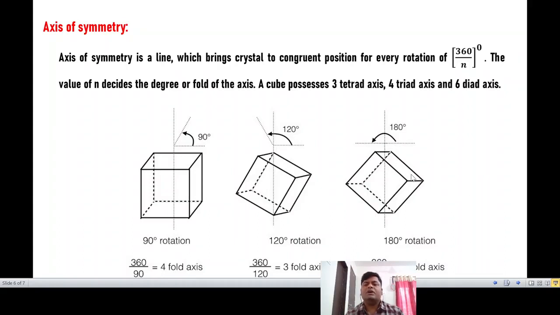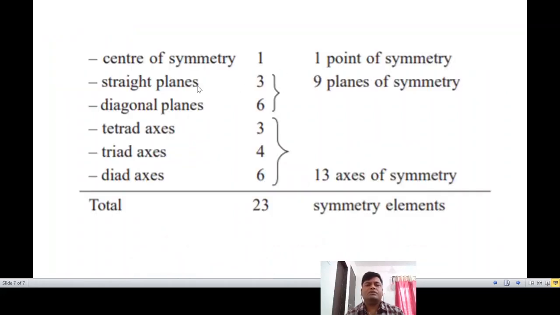Now coming to the diad axis, this diad axis passes through the center of the edge of the cubic crystal system. As we know, there are 12 edges in total. So 6 diad axes can be drawn for different pairs of the edges. Basically, 3 tetrad axes, 4 triad axes, and 6 diad axes are there in the cubic crystal system, which has been shown over here.